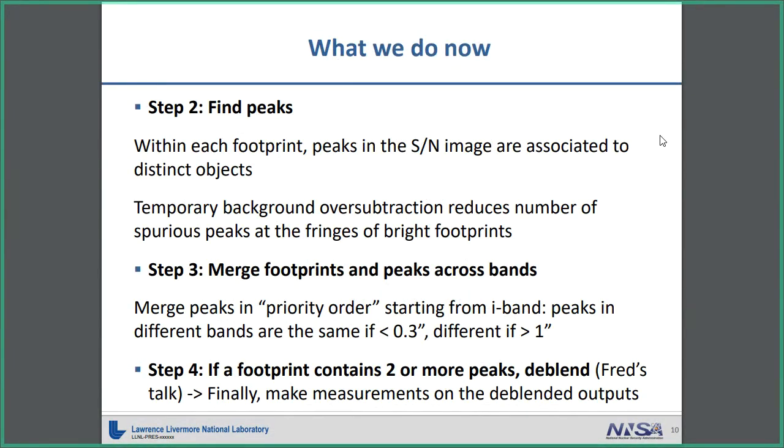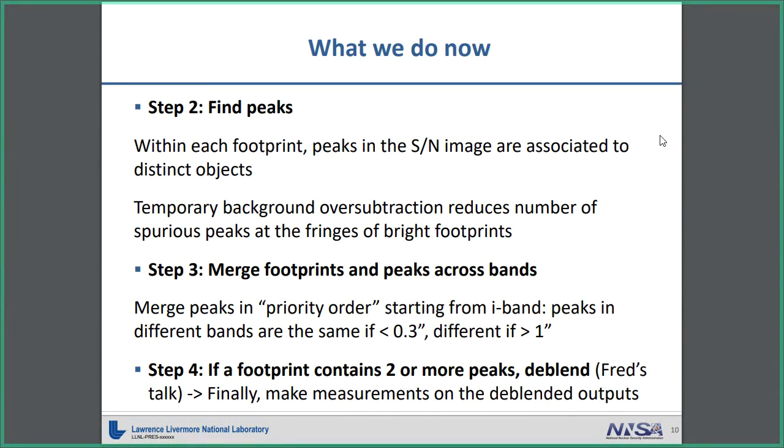Well, here's where we need to detect peaks. So looking just inside the footprint pixels, we look for intensity peaks in the signal-to-noise image. Each of these peaks is associated to a distinct object. Then finally, this has all been done in just a single band so far. We do this independently in all 6 bands. And then we need to merge the bands to make our merged footprints and peak collections. Merging footprints across bands is pretty straightforward. You can just take the union of their pixels to get a common merged footprint.